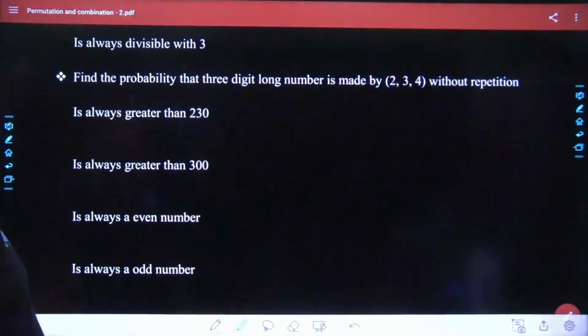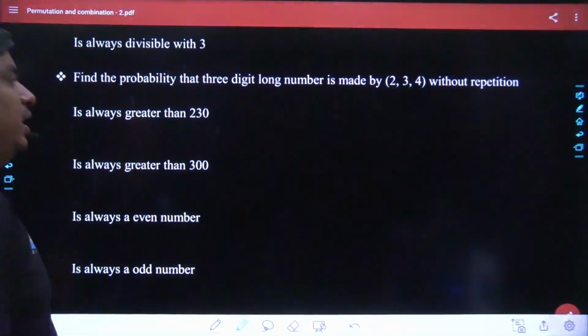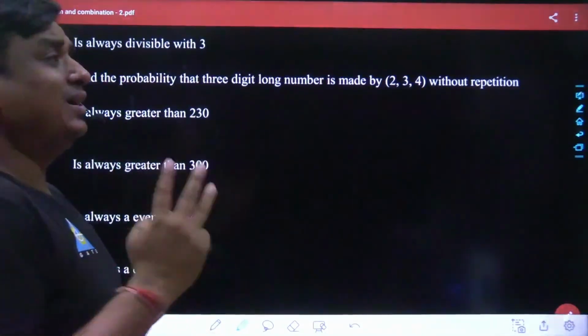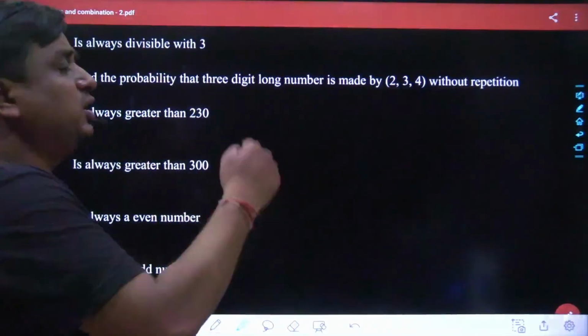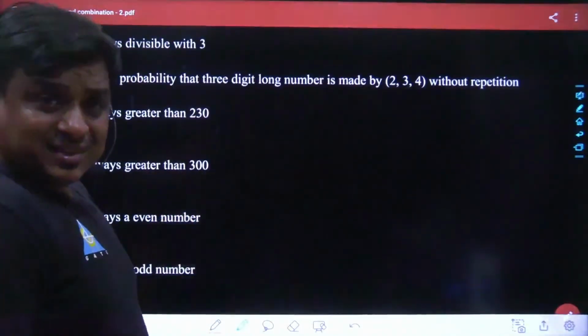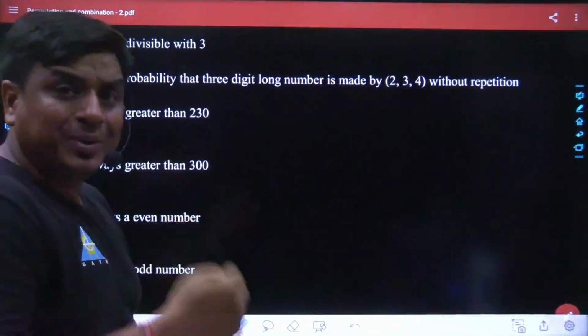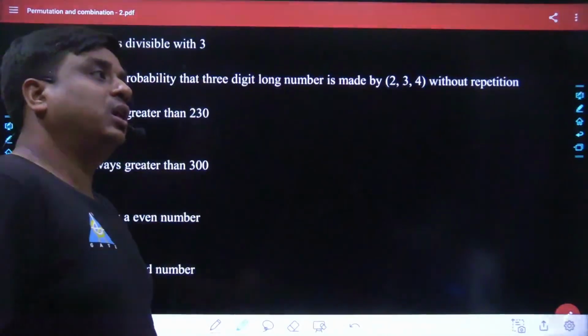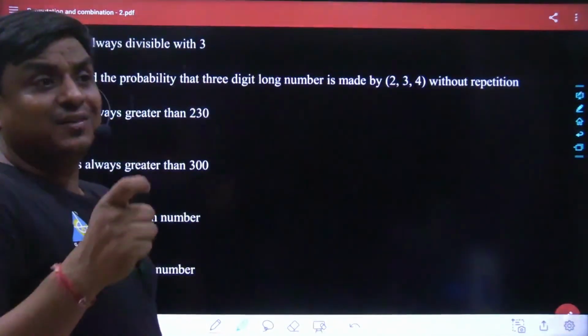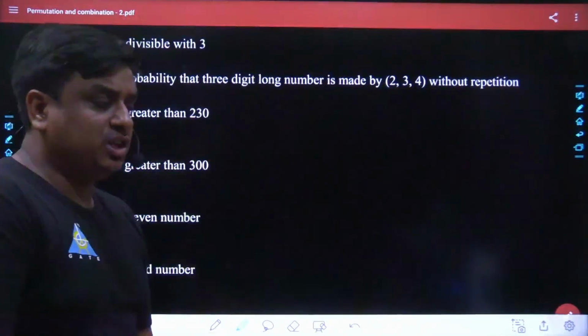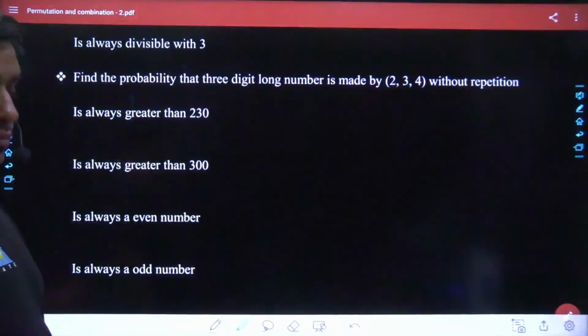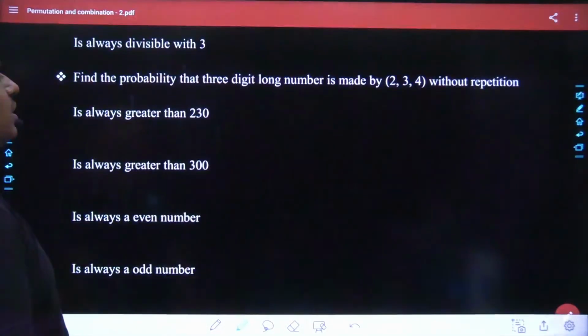So here I had been changing the nature of the problem. Still we had three different digits, 2, 3, 4. But with the help of these 3 digits without repetition, we are going to make a 3-digit long number. The earlier problem was where we had made a 2-digit long number. Let me focus on this problem. Find the probability that the 3-digit long number made by 2, 3, 4 without repetition.